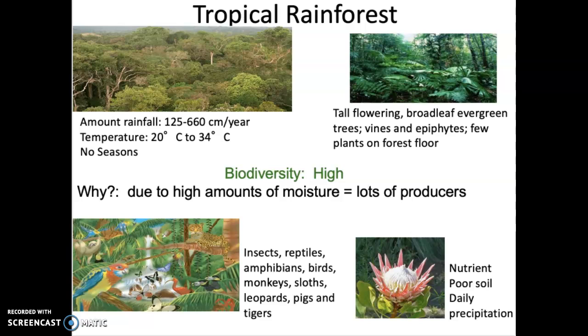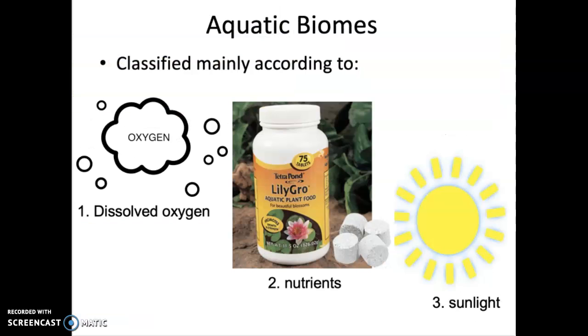So, aquatic biomes are classified based on three main things: oxygen, nutrients, and sunlight. So an aquatic biome is determined by how much oxygen is in the water, how much nutrients is in the water, and how much sunlight there is.